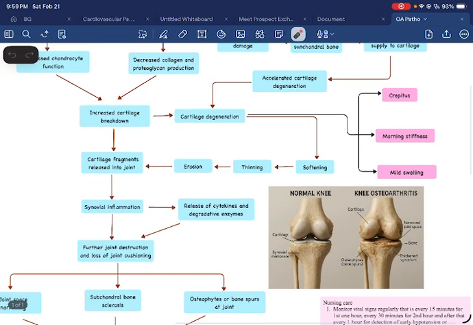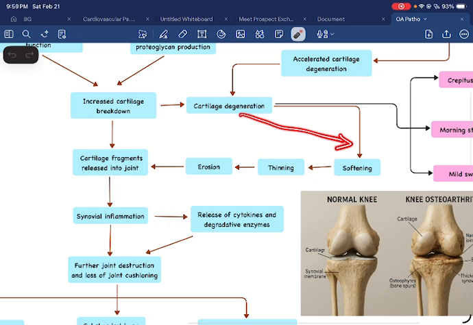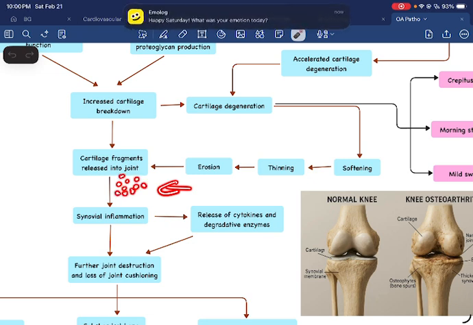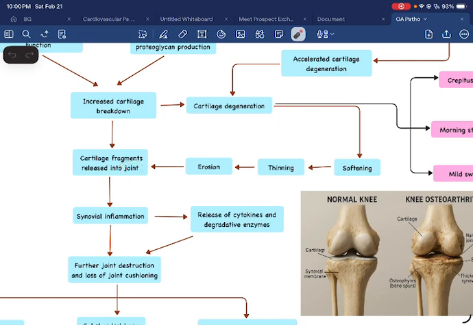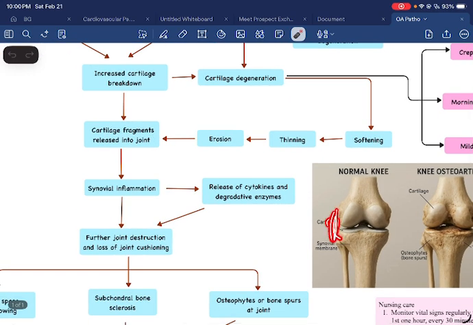In the process of cartilage degeneration, first it will become very soft, then very thin, and after thinning it will dissolve or erode. When it dissolves, it releases little fragments of the cartilage into the joint space, which we call the synovial space. This space around the bone or the joint here, we call the synovial space. The release of fragments into the synovial space will lead to synovial inflammation.